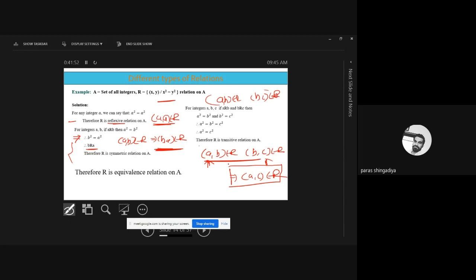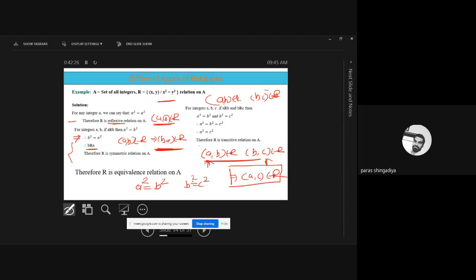AB belongs to R and BC belongs to R. This is your supposition. So what is the condition as per the supposition? What is the meaning of AB belongs to R? A square is equal to B square. Then you can say AB belongs to R. So any such AB from the real line whose squares are equal is given. And what is the meaning of BC belongs to R? It means you have B square is equal to C square.